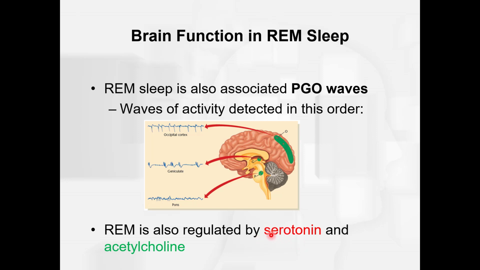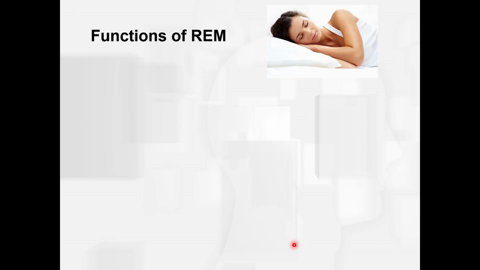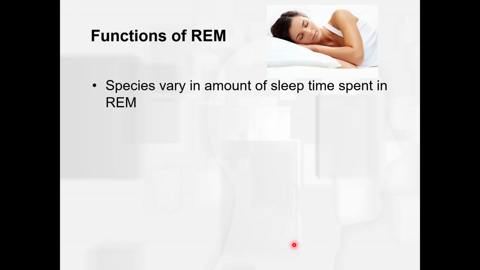It's also important to note that serotonergic cells, so cells that produce serotonin, fire less in slow wave sleep, and they actually stop activity altogether in REM sleep. In terms of the function of REM sleep, one thing that we do know is that species vary in the amount of time they spend in REM sleep. From species to species, we vary in the amount of time we spend in REM sleep.